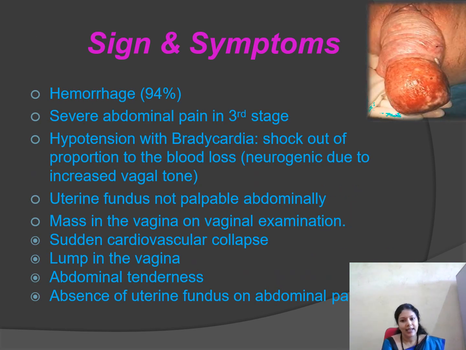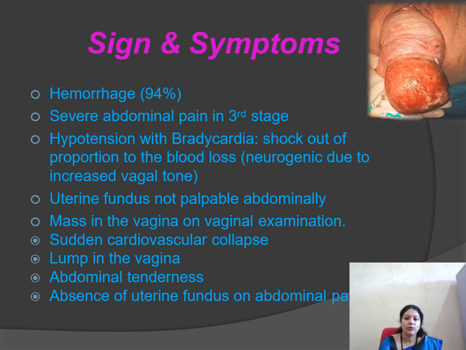Next, let us see the signs and symptoms of uterine inversion. First one, severe bleeding will occur in 94% of the cases, and the lady will be having severe abdominal pain, especially in the third stage of labor, and hypertension and bradycardia will occur. The woman will get signs of shock, and the shock will not be in dependence to the blood loss, that is, neurogenic shock will occur.